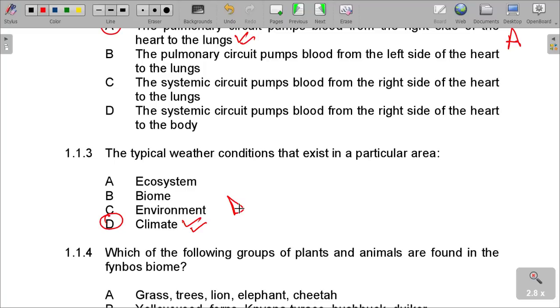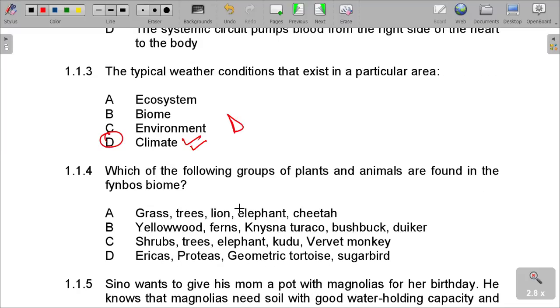The answer is D. And then, which of the following groups of plants and animals are found in the fynbos biome? A, grass, trees, lion, elephant, cheetah. B, yellowwood, fence, Kensotarako, bushbuck, Juko. C, the shrub, the trees, the elephant, the kudu, the velvet monkey. D, the Ericus, Proteus, geometric tortoise, and the sugar beet.